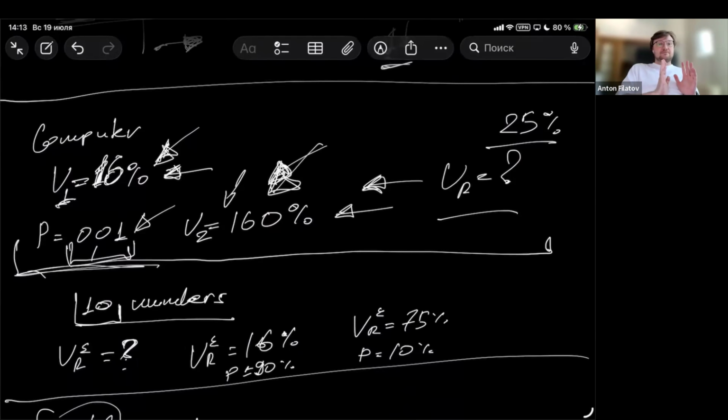You get just 10 numbers. And with probability of 10%, at least one of them will be 160 volatility. And you would think, whoa, it might be 1 out of 10 that I'll get this huge outlier, and you will estimate your realized volatility as 75.